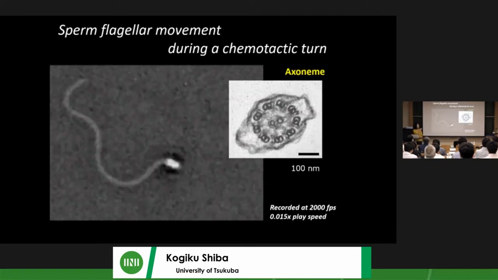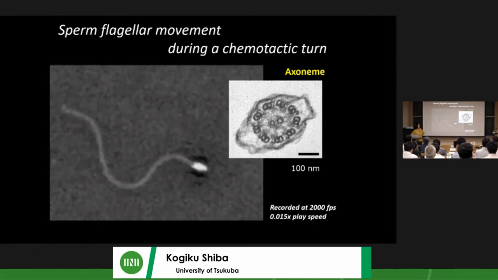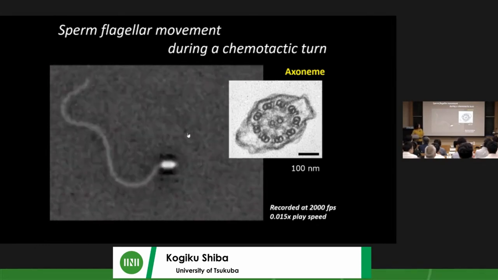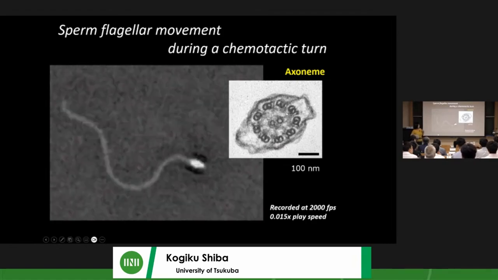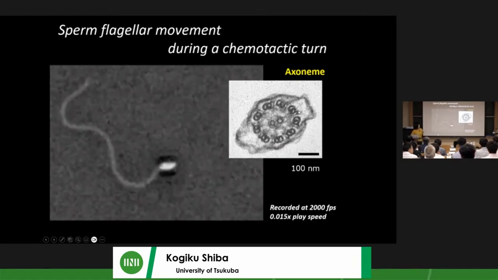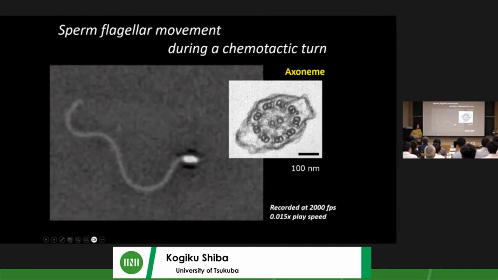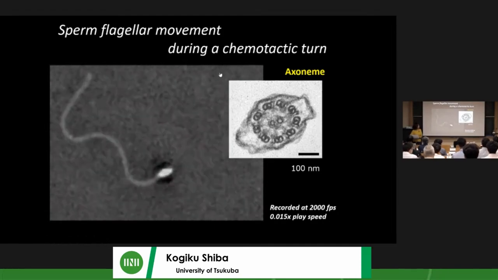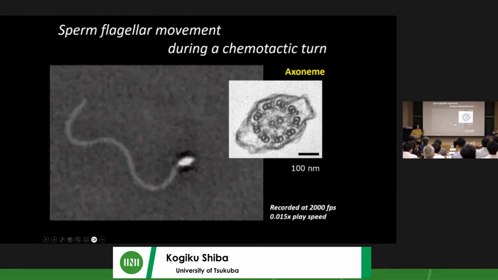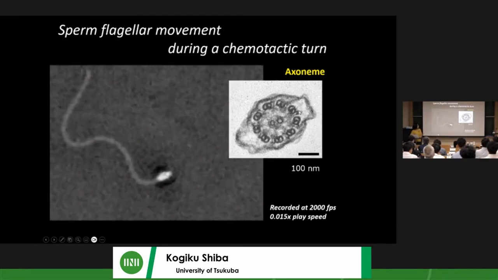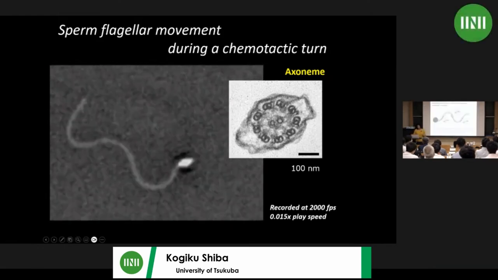Regarding sperm flagellar movement, this is the internal structure of the sperm flagellum. It is a very characteristic structure inside, called the axoneme. Sperm flagellar movement consists of a cytoskeleton of aligned microtubules with the motor protein dynein. It is also called the 9+2 structure. There are 9 doublet microtubules here, and in the center there are 2 singlet microtubules. The motor protein dynein is aligned inside of the flagellum.